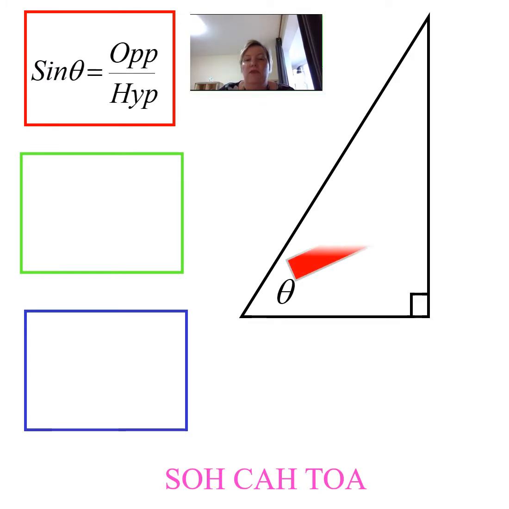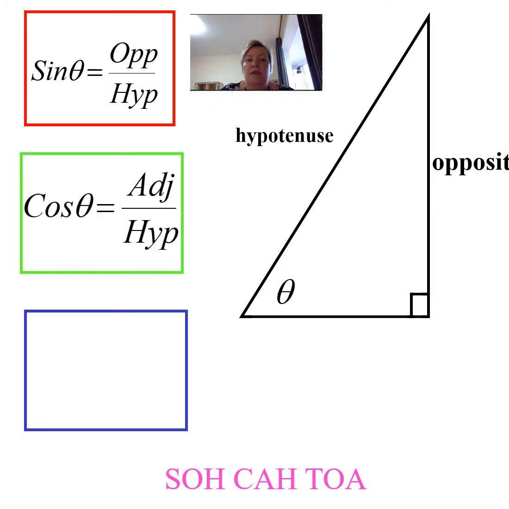Okay, now there are three ratios. So the first one is sine, and it tells the ratio between the opposite and the hypotenuse. Okay, so if you have a problem where you've got a marked angle, in this case it's down the bottom, you have the opposite and the hypotenuse, you're always going to use sine.